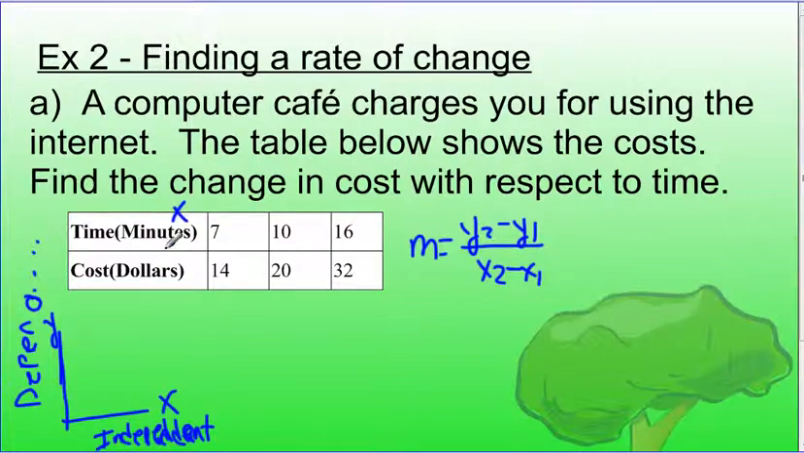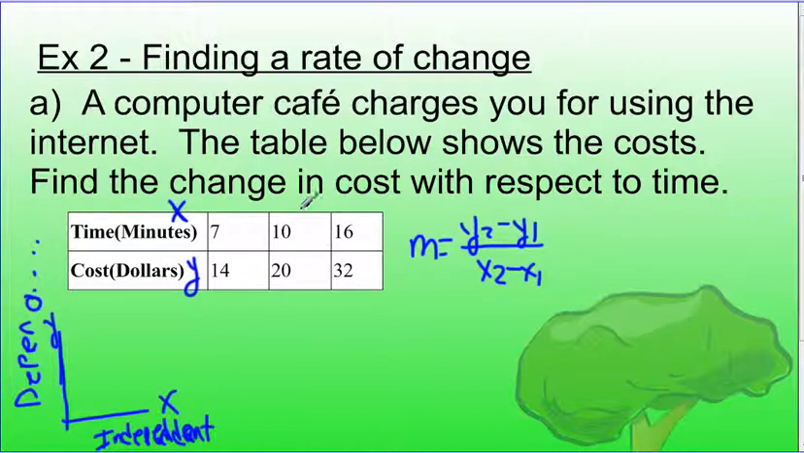Well, between time and dollars, nothing can change the time. Something can change the dollars. In fact, the number of minutes you were there changes the cost. So time is independent because you can't change time. The cost is dependent because the cost you're there depends on how long you're there. So independent, dependent.